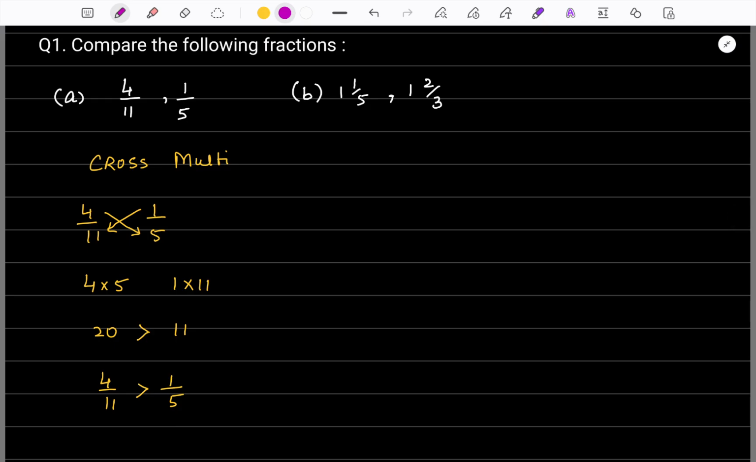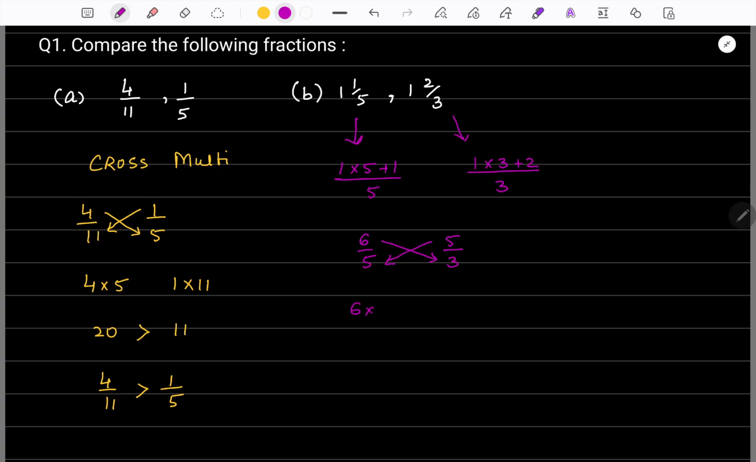So we know how to convert mixed fractions into their improper form. So we do that. 1 into 5 plus 1 by 5, and on the other side we will have 1 into 3 plus 2 by 3. So this gives us 6 by 5, and on the other side we get 5 by 3. So these are the improper fractions. So now we can compare these two fractions by cross multiplication.